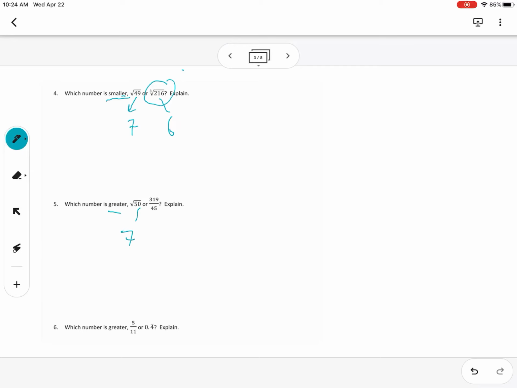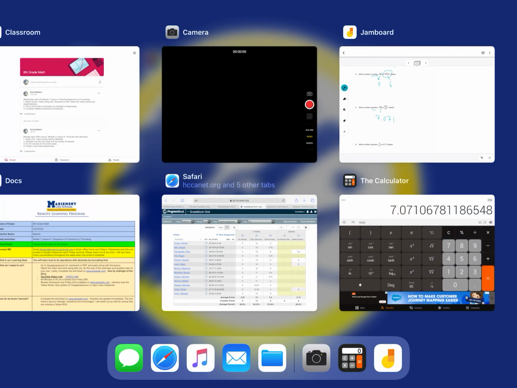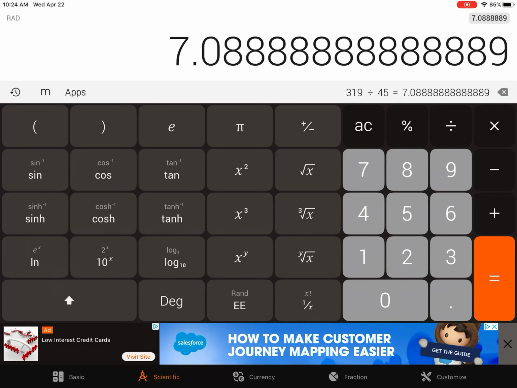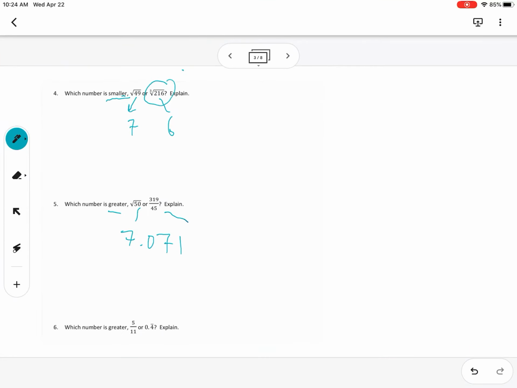So this goes to 7.071. And then now let's do 319 divided by 45. And I get 7.08 repeating. The 9 at the very end is just because they rounded that last digit up. But I'm going to write down 7.088. I'll truncate that one as well. So 7.088. And so if I'm comparing these, this one is less than that one, and it says which one is greater. So this number is greater. Barely, but it is greater.